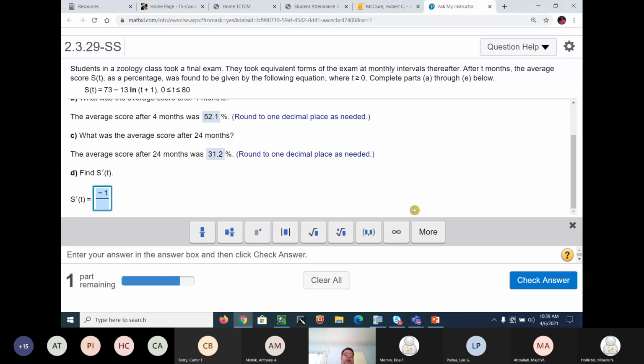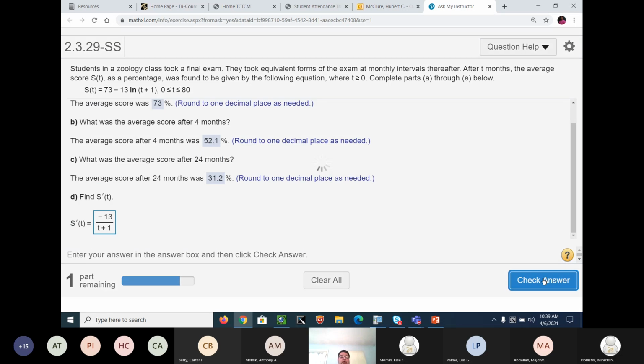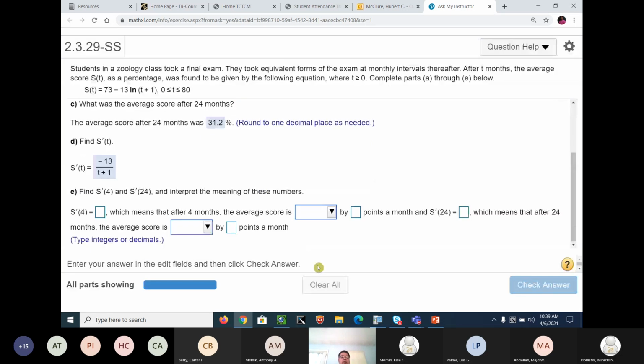Negative 13 over t plus 1. I don't like the way it looks, but we are smart. Now what we're going to do, we're going to plug in. If they're asking for 2 numbers here, you can do the tangent if you want to and plug it in. I'm going to do that. So take your calculator.